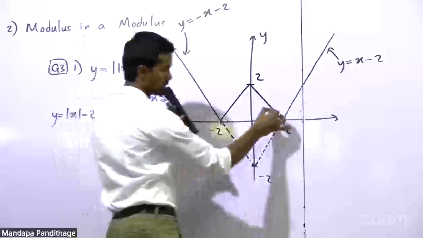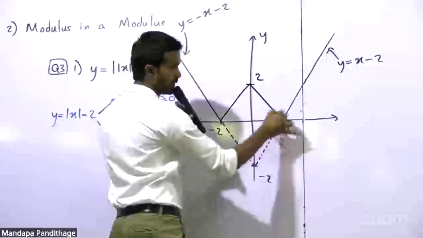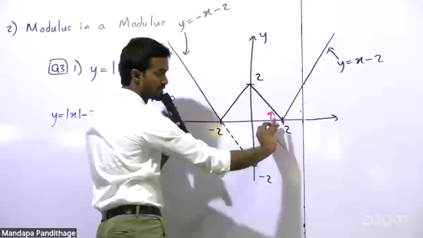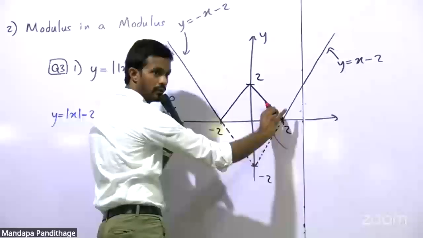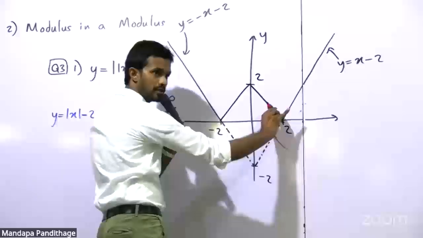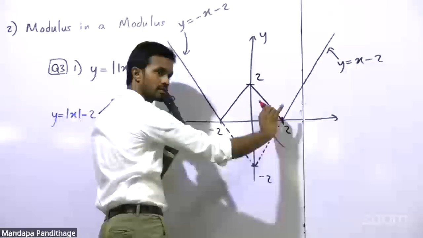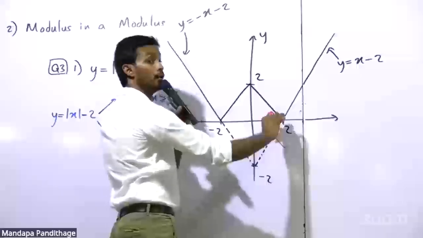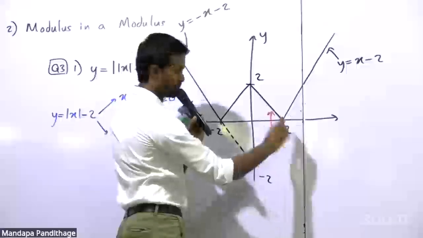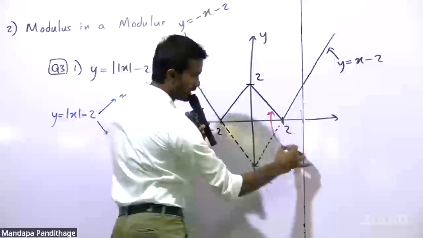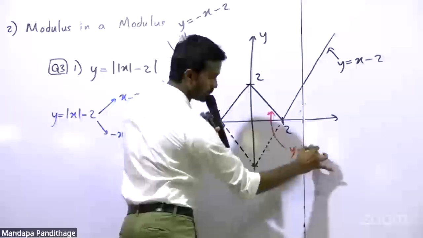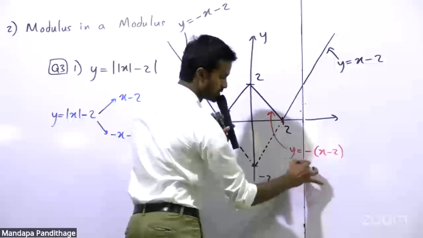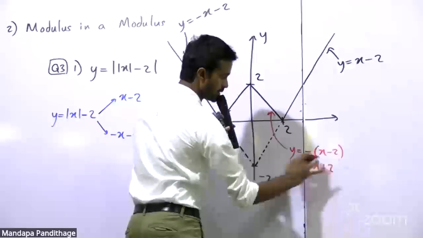You know how to take the equation. How can we take the equation? This straight line, y equals x minus 2, is a straight line. This is the straight line that has been mirrored. So how can we mirror this? We have to multiply this by minus. So what is this one? It's y equals minus of this, x minus 2. That is y equals minus x plus 2.